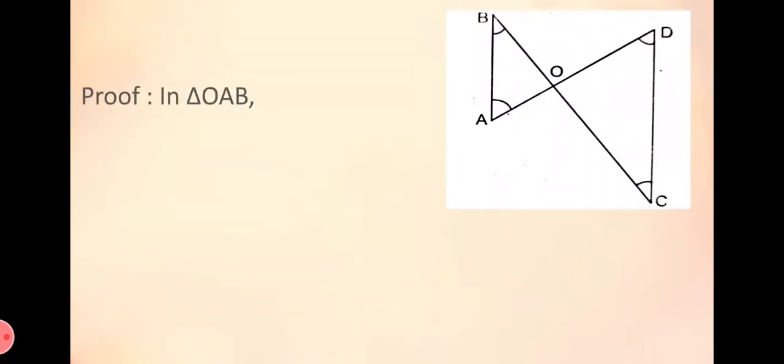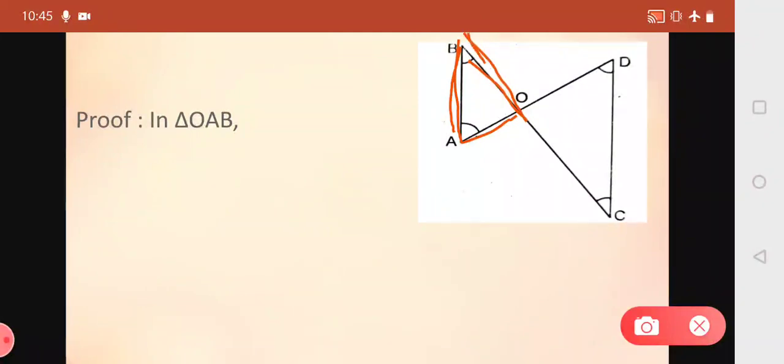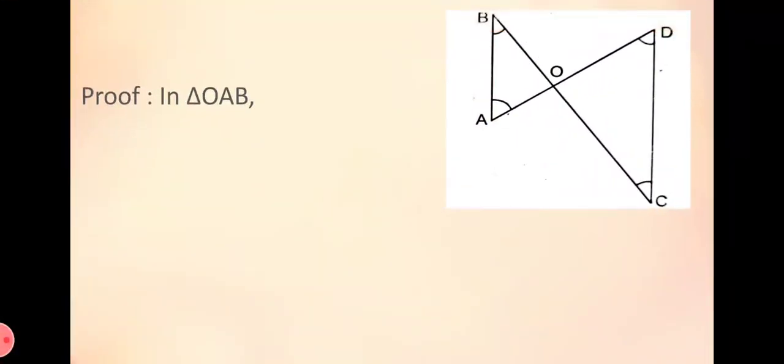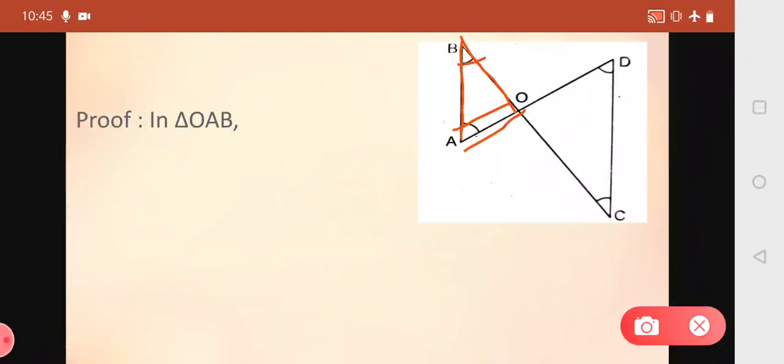For proof, in triangle OAB, yes, we can take triangle OAB. This is our triangle OAB. Yes, there are two triangles. We are selecting one triangle first, OAB. It is already given angle B is less than angle A. This is B, this is less than A. When angle B is less than angle A, obviously the opposite side of angle B will be less than the opposite side of angle A.